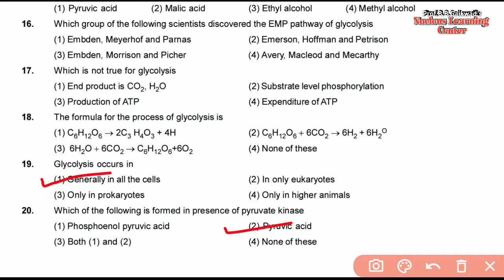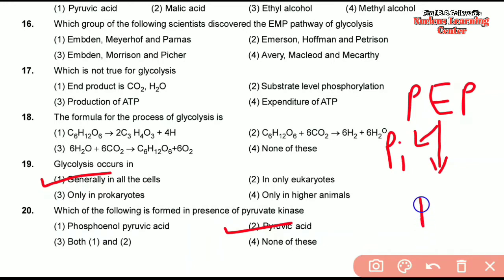This is the last step of glycolysis, in which phosphoenol pyruvic acid releases the phosphate group and changes into pyruvic acid. This phosphate group is accepted by the ADP and becomes ATP molecules. So this is done by the pyruvate kinase enzyme.